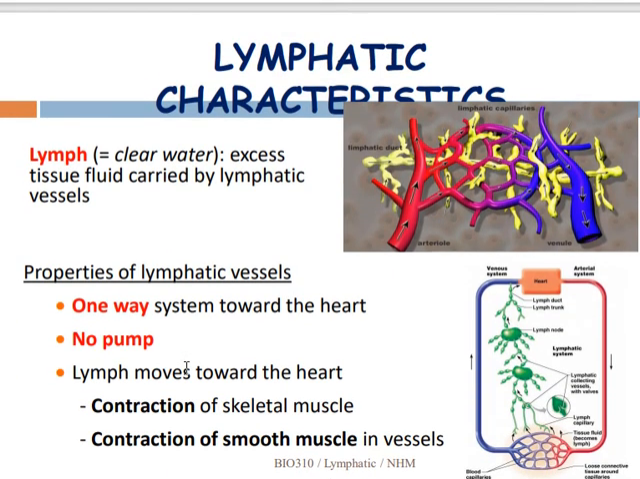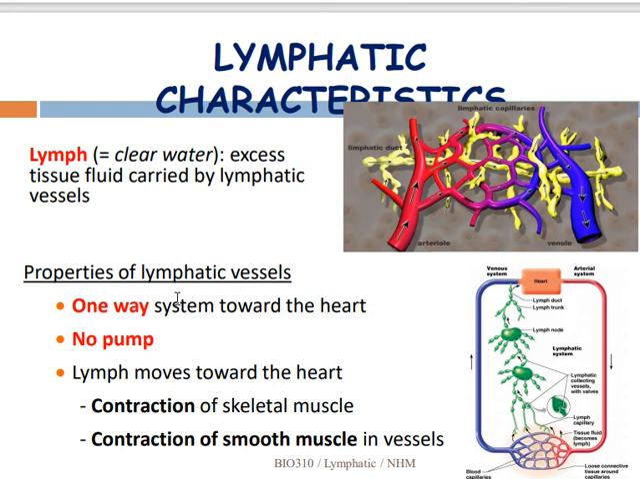So first we're going to look one by one at the important characteristics of the lymphatic system. The first one is the lymph, which refers to the interstitial fluid inside the lymphatic vessel. Lymphatic vessels carry this lymph, and they have a few properties that you have to know.